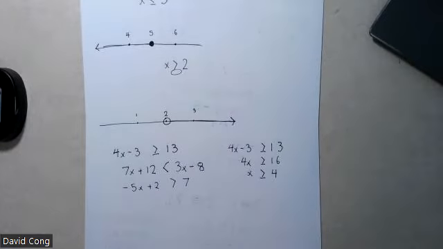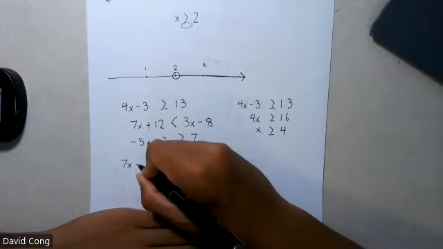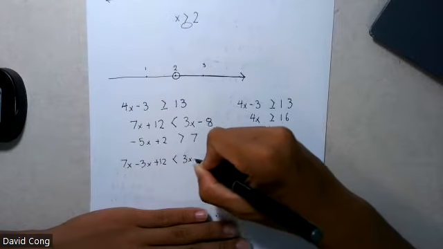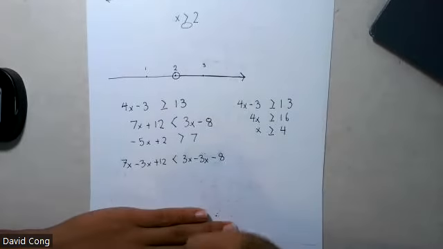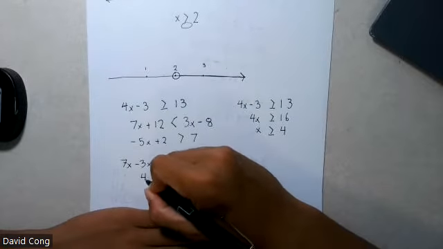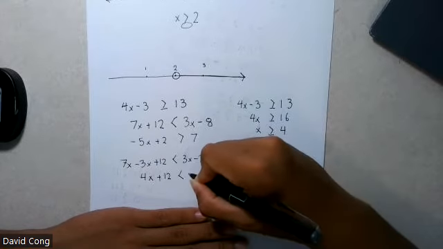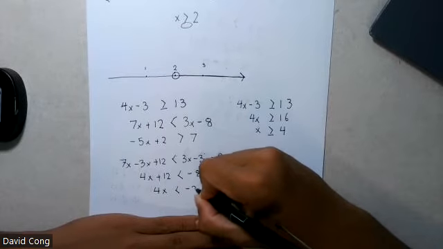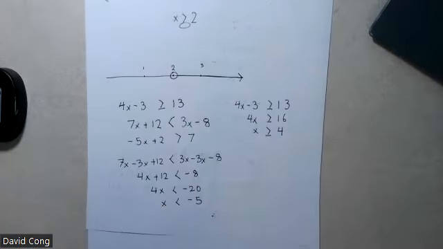Okay, let's do number 2 and 3. So for 2, first we want to remove the x's so they're on one side. So let's subtract 3x from both sides. Yeah. So now we have, subtract 12. And then finally, x is less than 5.